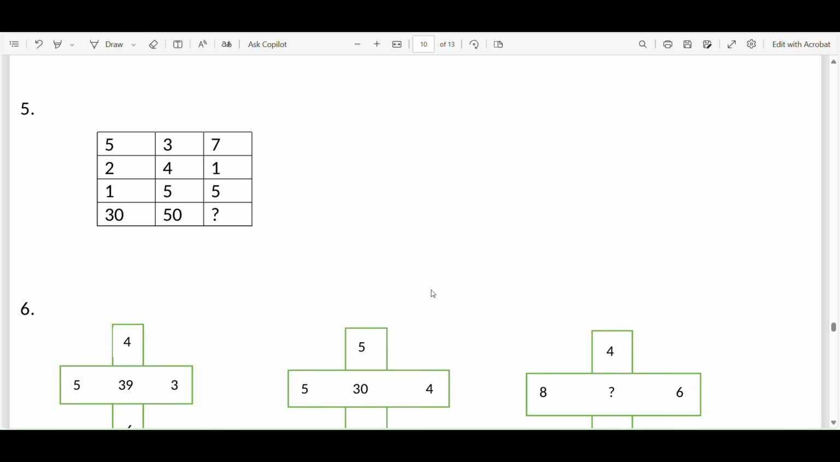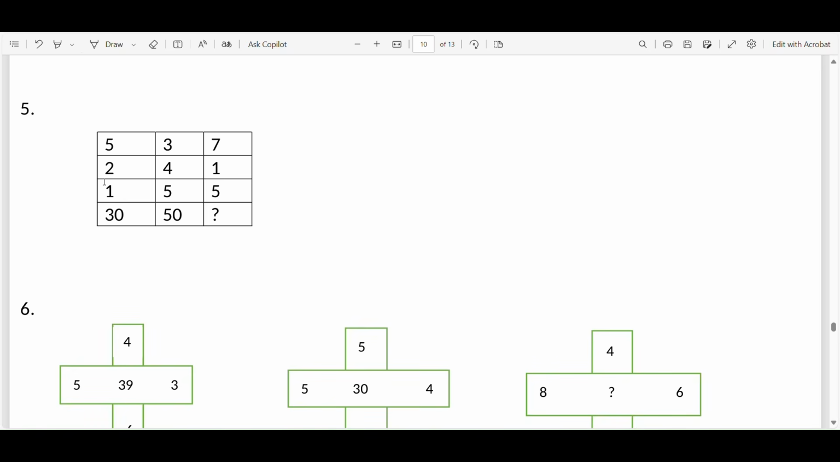Question number 5. Here we are having again 5 3 7 and 2 4 1, and 1 5 and 5, 30 50, and you need to find out the next one. Okay, so how do you need to find out? When you add 5 plus 3, we are getting 8, not 7. And 2 plus 4 you are getting 6, not 1, and 1 plus 5 it is 6, not 5. Okay, so this is not true.